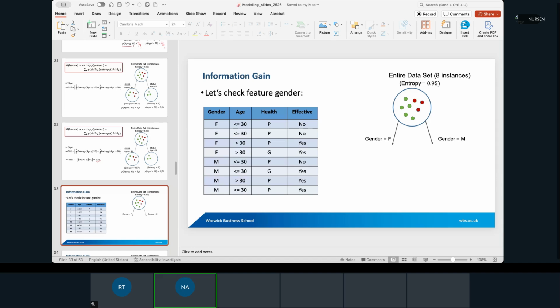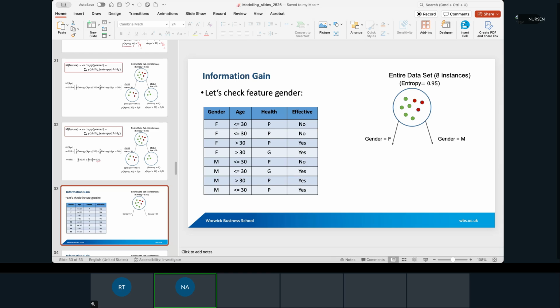In age, it is less than or equal to 30, greater than 30, and in health, the children are poor and good. So those child nodes are obtained based on the categories in the data. We go feature by feature, so we start with age. Now we are going to check gender, then we are going to check health. And when we consider a particular feature, we check the categories in that feature. So we can't have the children of the age category as female and male.